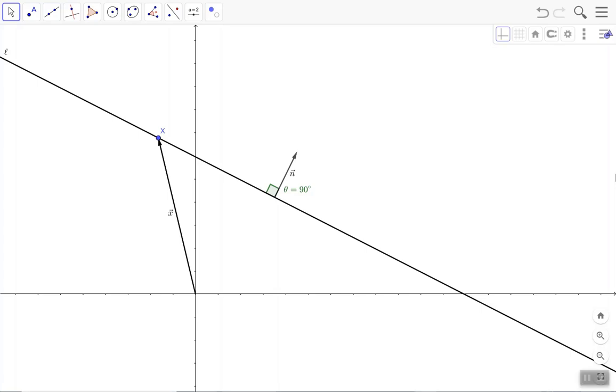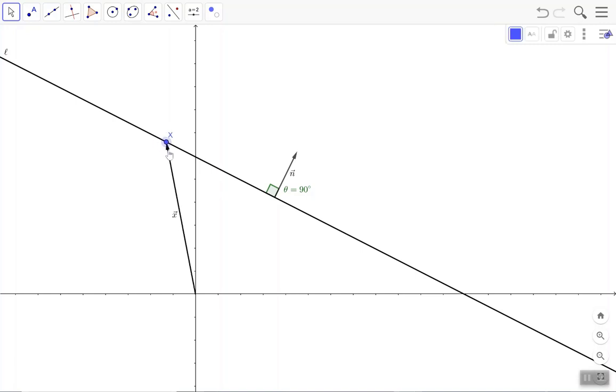Our first order of business is to describe the normal form for an equation of a line in R2. So I have here a drawing in GeoGebra. We have our line L, and we have what's called a normal vector n here. The important thing is that this normal vector n is orthogonal or perpendicular to the line L.